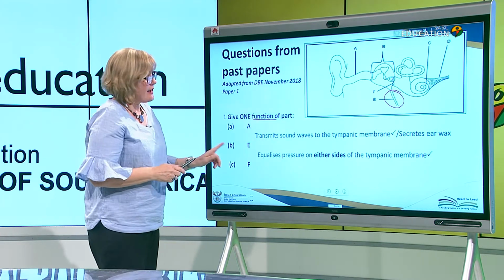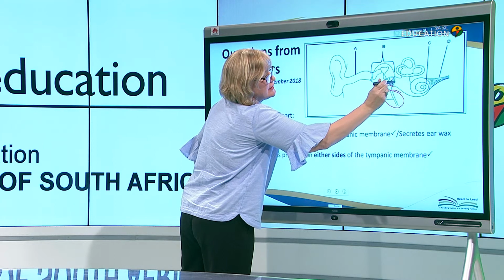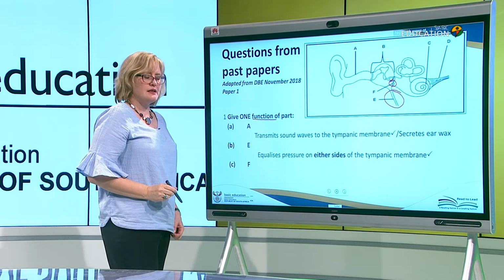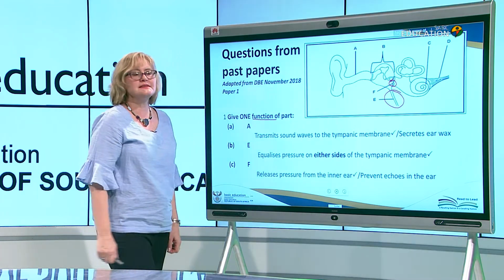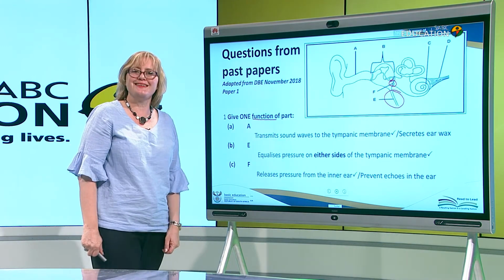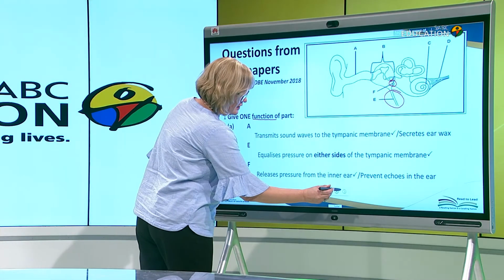Right. F. Look at F. F is that little round thingy there at the bottom of the inner ear. That would be the round window. And what does the round window do? We just spoke about it. It releases the pressure from the inner ear. So you don't have to go into details. Just say releases the pressure from the inner ear or prevent echoes in the ear or sound distortions in the ear.